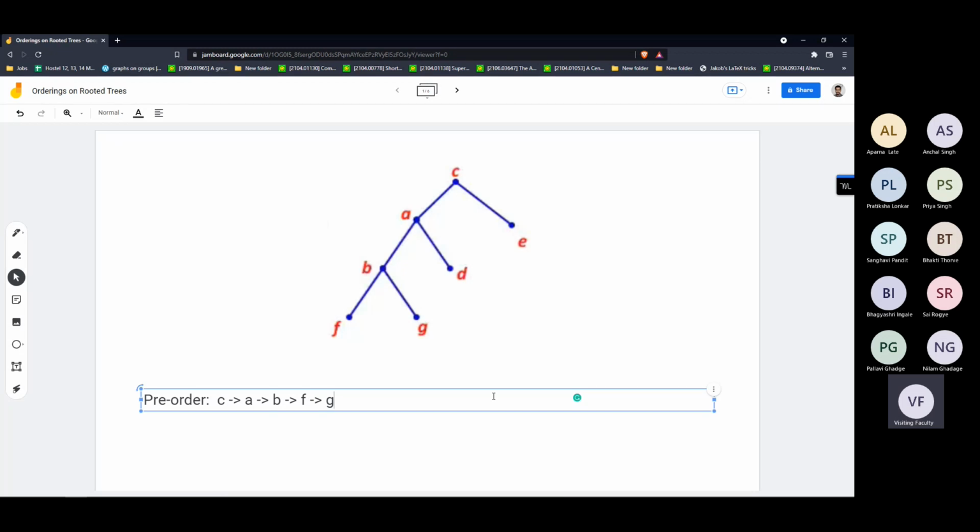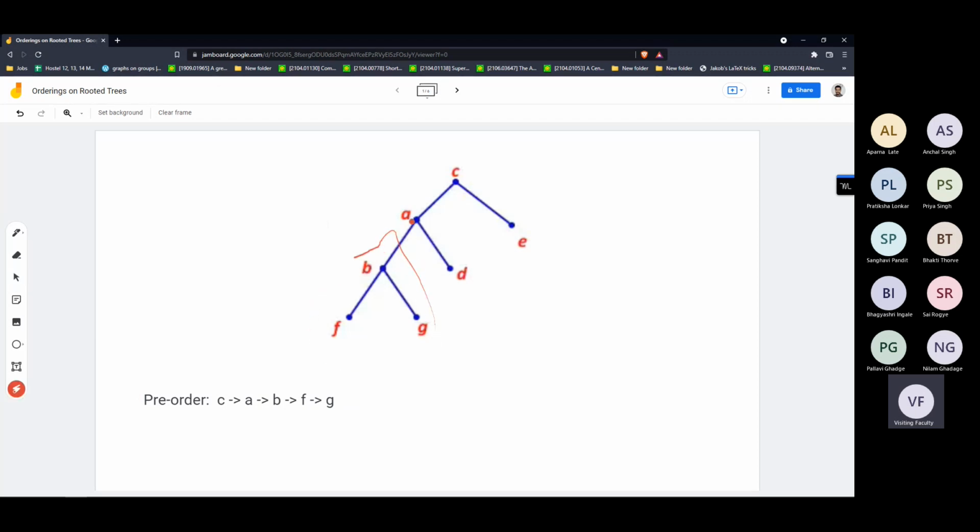Alright. Now, what have we completed so far? We have completed the left subtree of A. We have already written A. So the root is written, the left subtree is written. Now the right subtree of A, which is D.